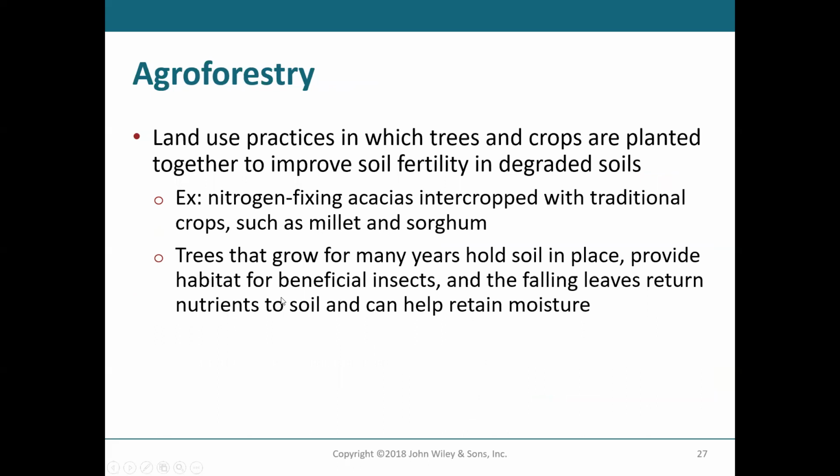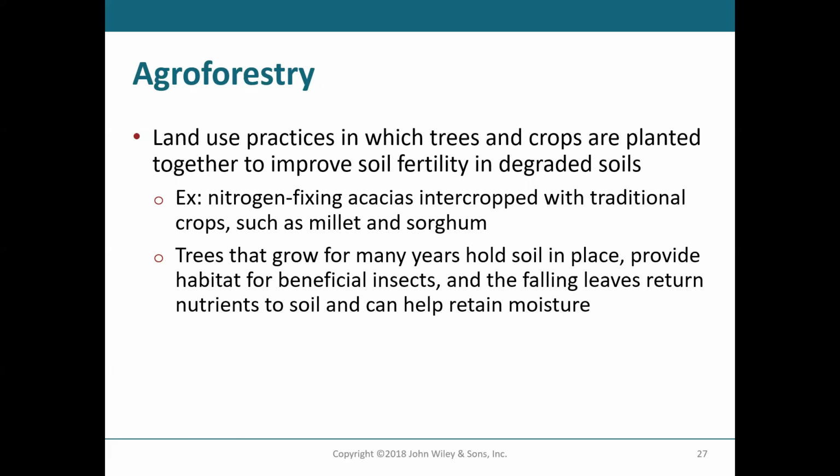Agroforestry. Organizations such as the International Center for Research in Agroforestry, established in Nairobi, Kenya, have developed techniques to lessen the environmental degradation of the Sahel in Northern Africa and other areas. One of their research aims is to use agroforestry, which is land use practices in which trees and crops are planted together to improve soil fertility in degraded soils.